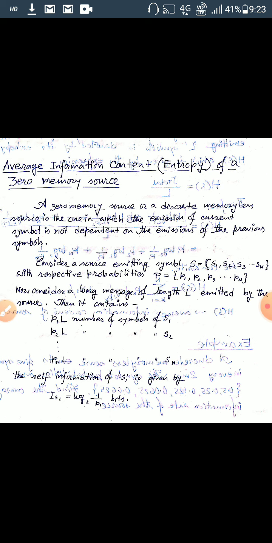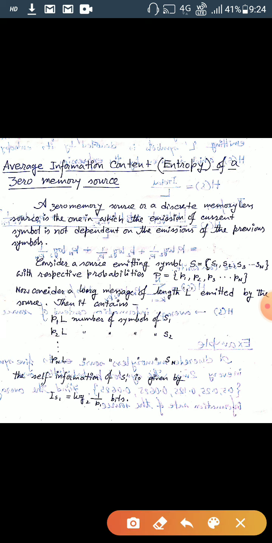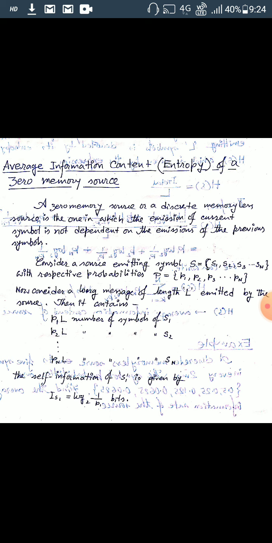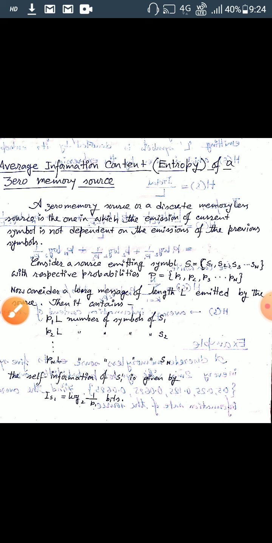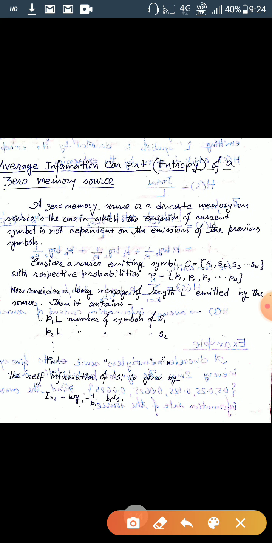If we consider that kind of source, the memoryless source where the total number of symbols is n, we name them S1, S2 up to Sn, with their respective probabilities P1, P2, Pn. That means for the S1 symbol the probability is P1, for the S2 symbol the probability is P2. In such way, for the Sn symbol the probability is Pn.